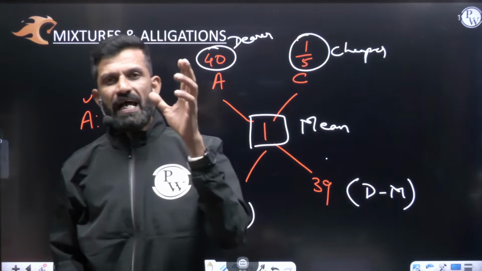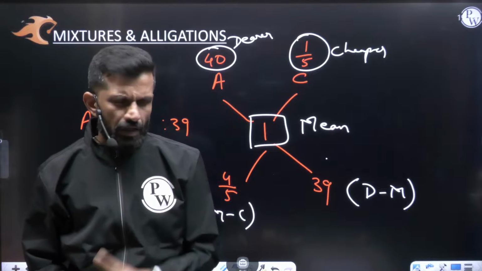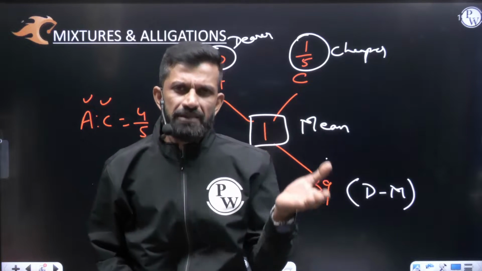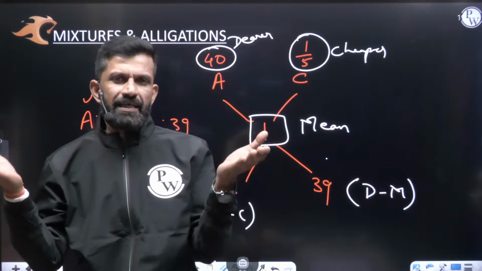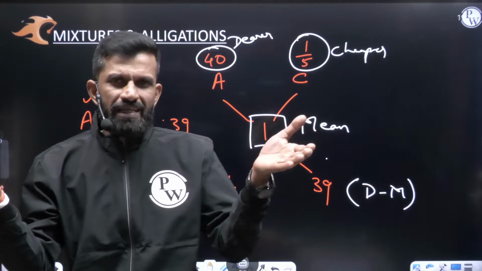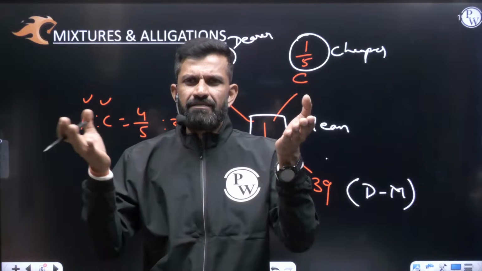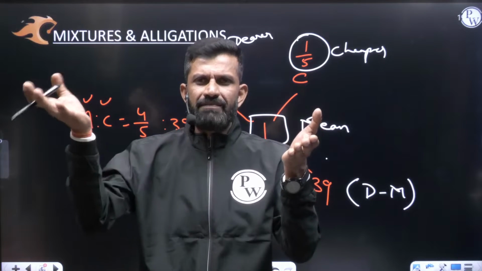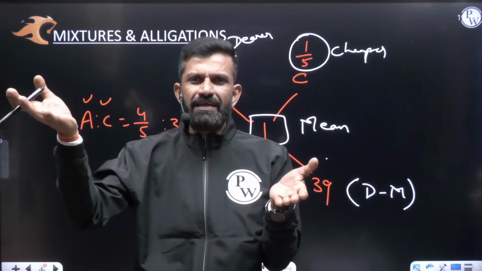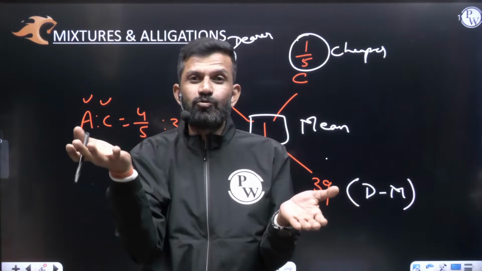I mean to say you are having 2 varieties of rice. One variety is 40 rupees per kg. Another variety is 80 rupees per kg. Now both the rice you are mixing, in whatever ratio you mix. 2 kg this, 5 kg this. 1 kg this, 7 kg this. 3 kg this, 11 kg this. 11 kg this, 2 kg this.